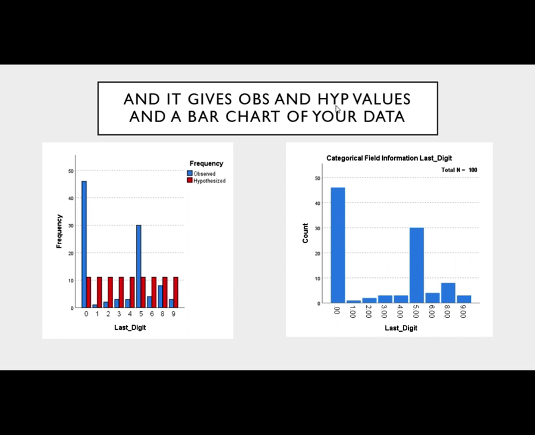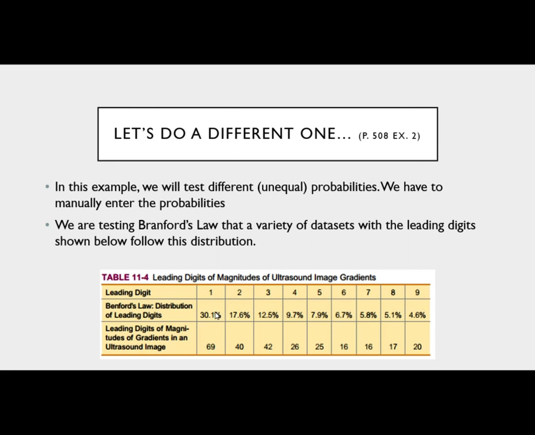It gives us the observed and hypothesized values and a bar chart of your own data. So you can see that the observed of 0 and of 5 are super big, so I would say that these are not measured weights, these are self-reported weights. Okay, so let's do a different one.